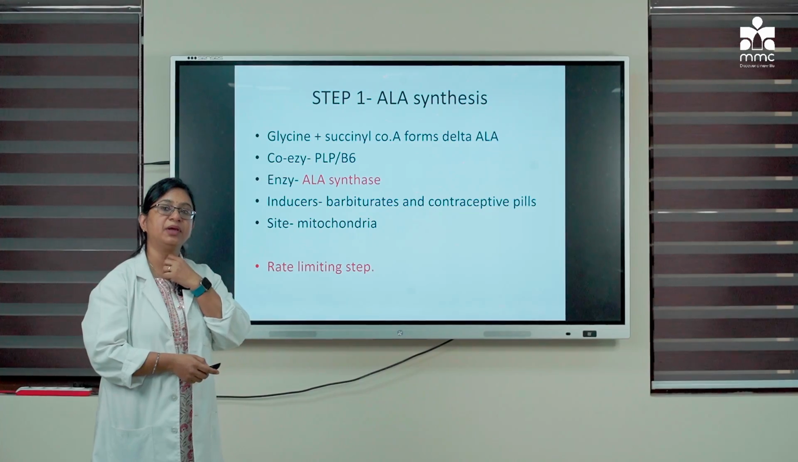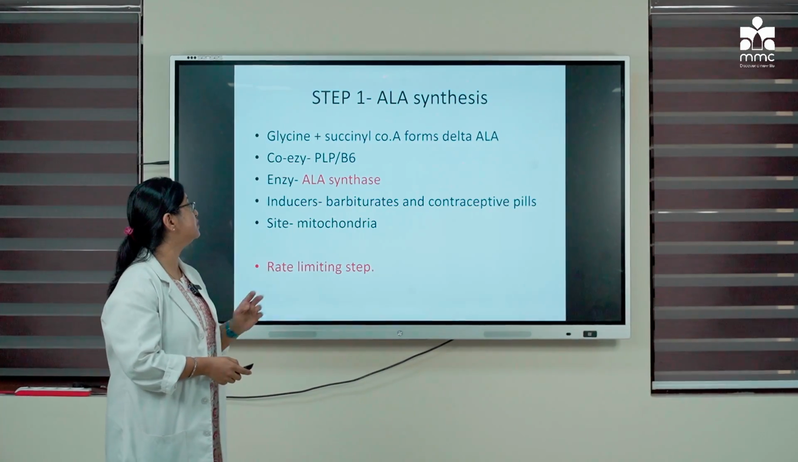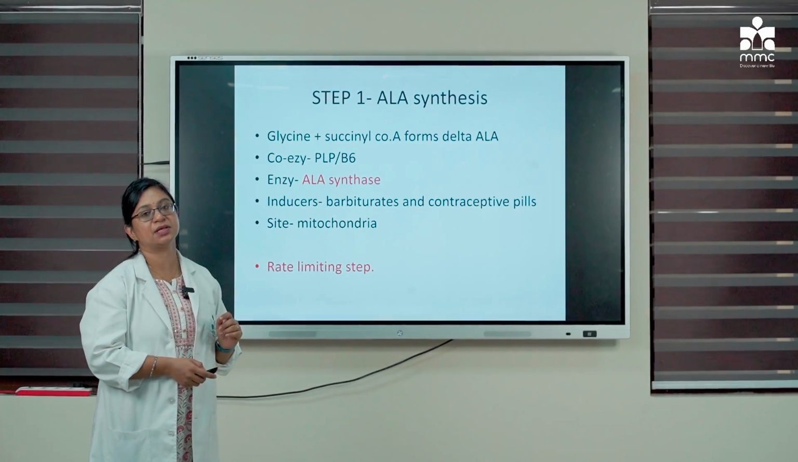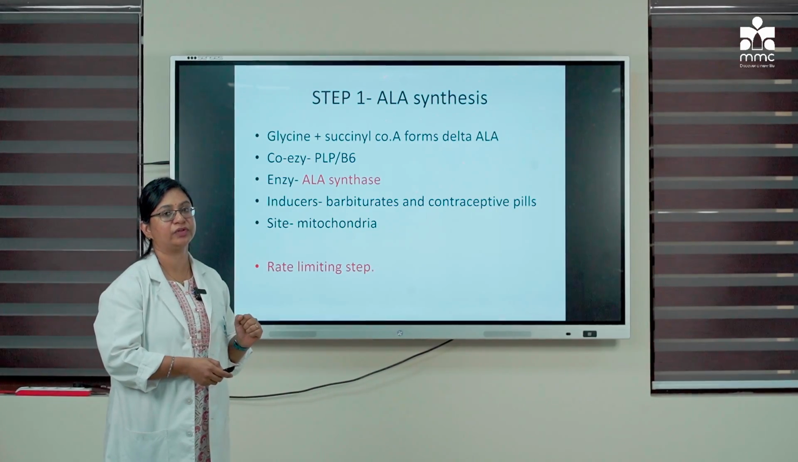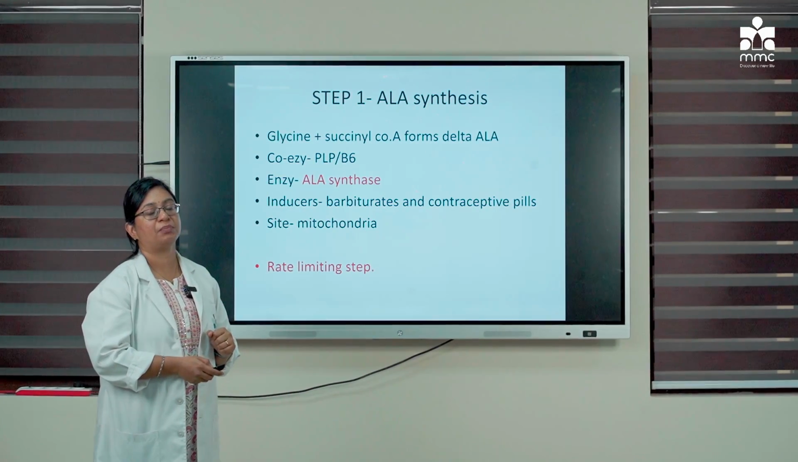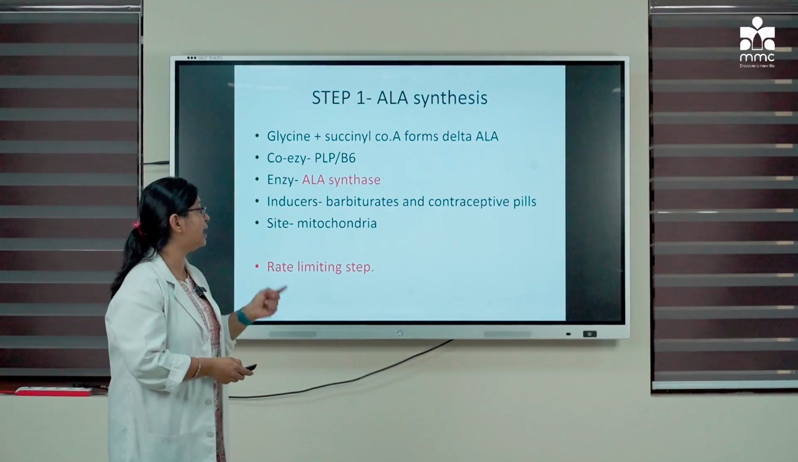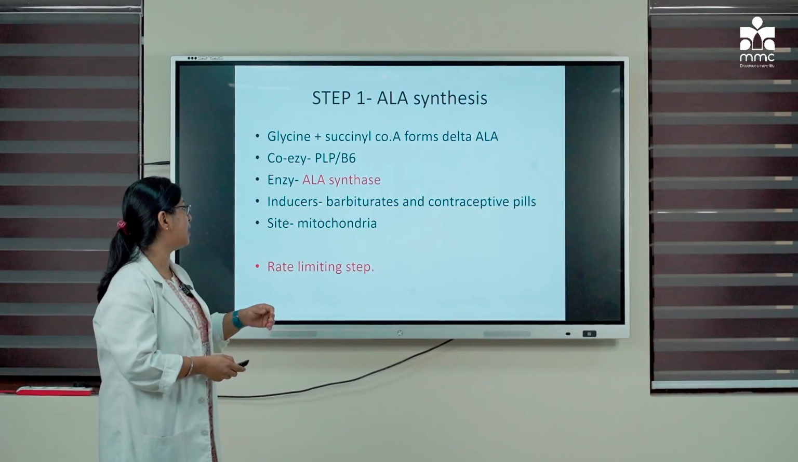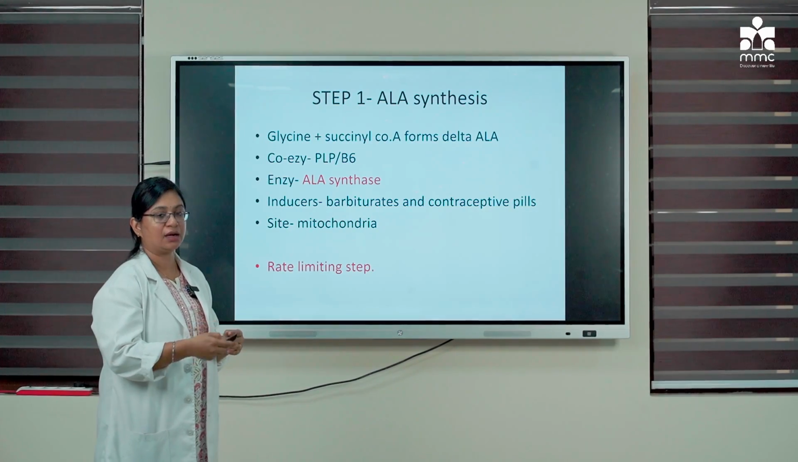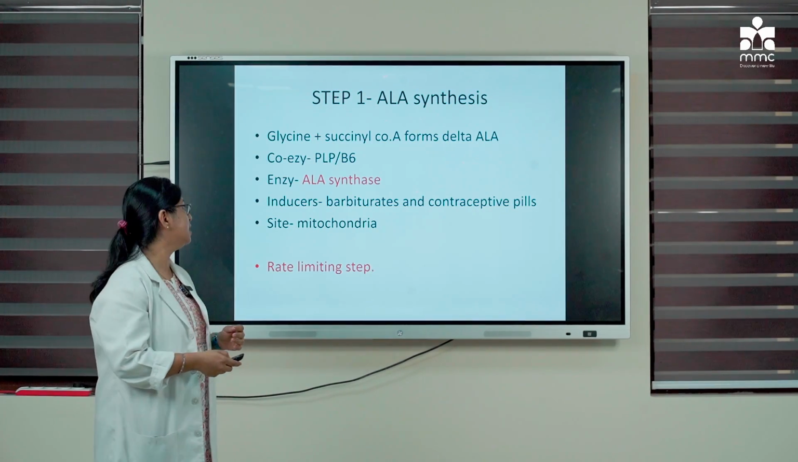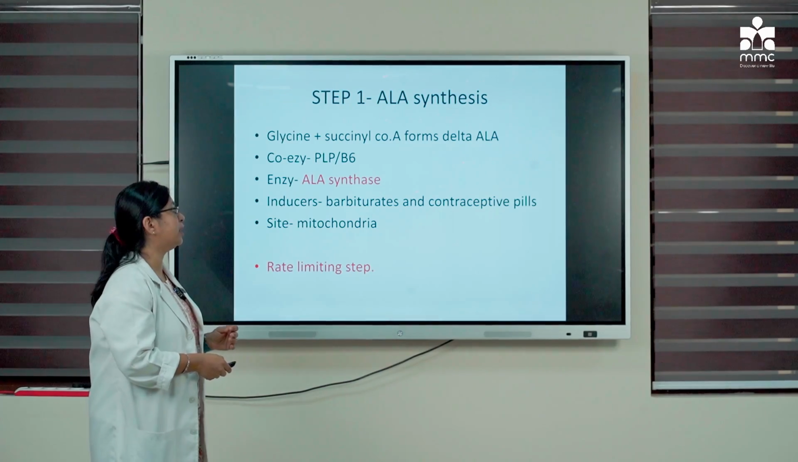In the first step there are 2 molecules which will be combining. You have glycine plus succinyl CoA under the action of the coenzyme PLP, pyridoxal phosphate, and the enzyme is ALA synthase. It is going to form ALA. ALA is called delta amino levulinic acid, and this step takes place in the mitochondria.